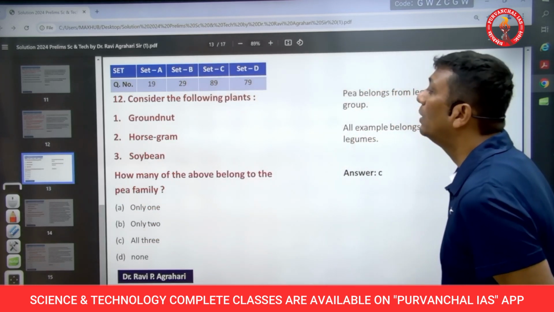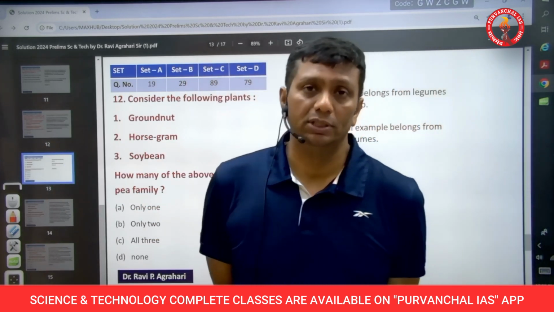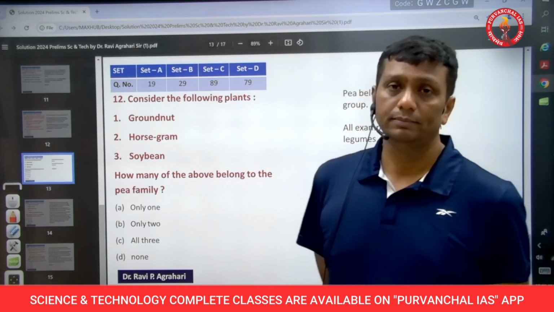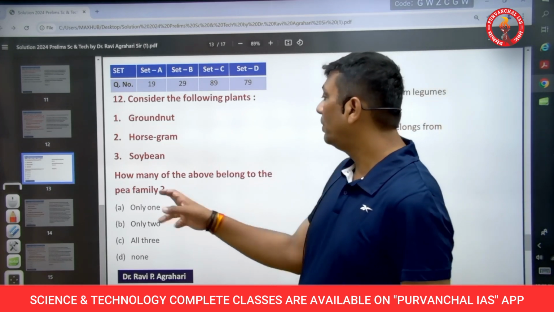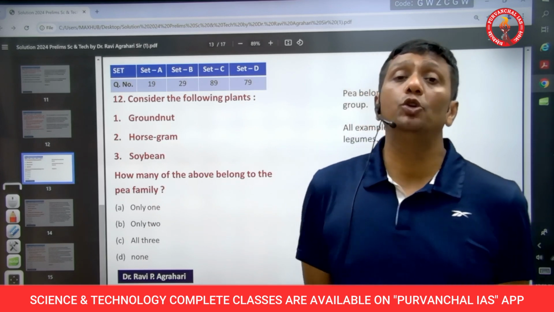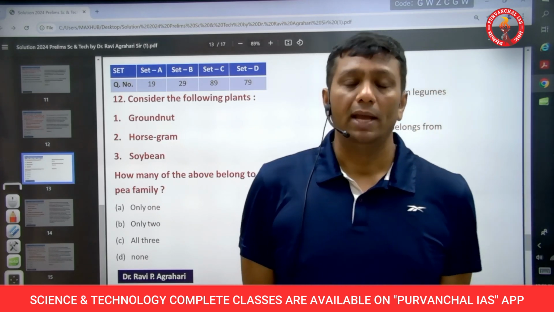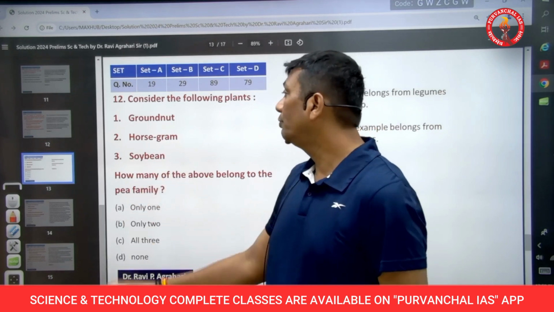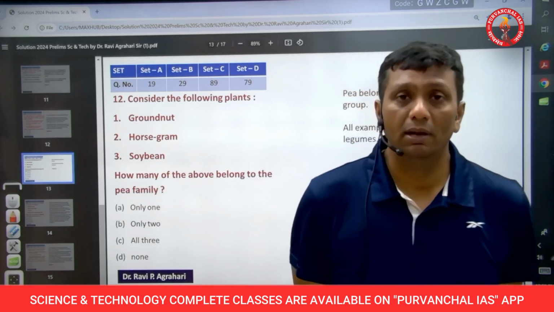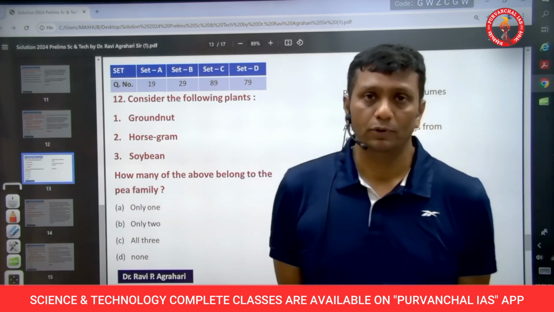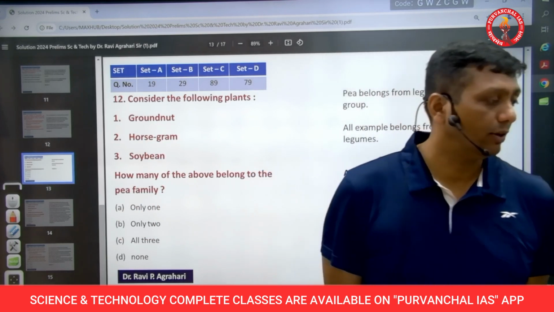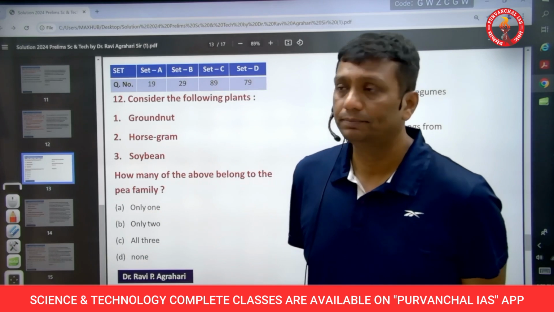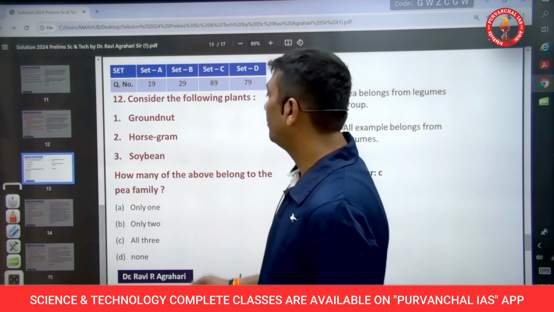This is a pure biology question. Consider the following plants: groundnut, horse gram, and soya bean. How many of them belong to the pea family? Pea family means the legume group, pulses group. Okay, it's a pure biology part. Here I'll tell you some biology portion. Somehow it also becomes important, but rarest of the rare. One or two questions UPSC has asked from biology. Physics and chemistry in 2024 had zero and zero questions.